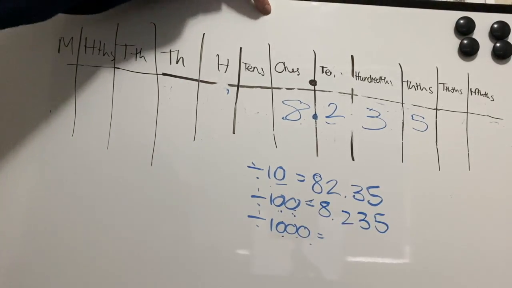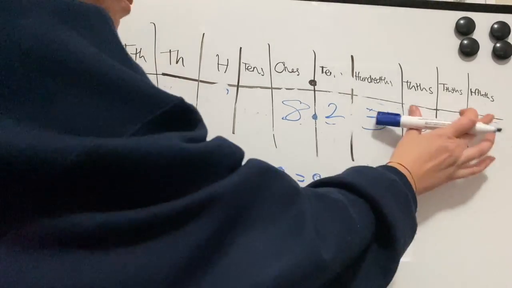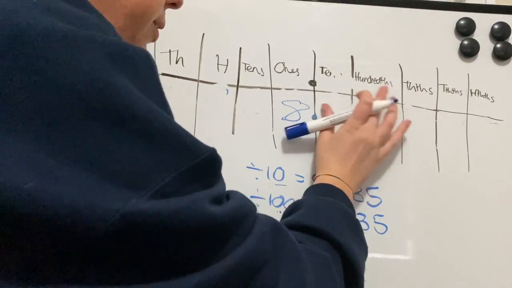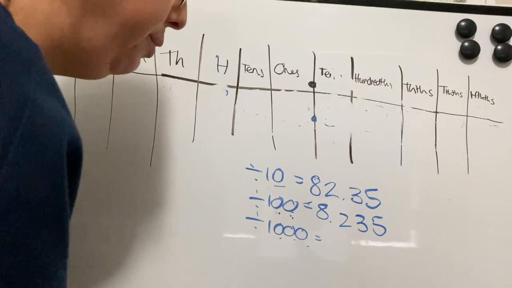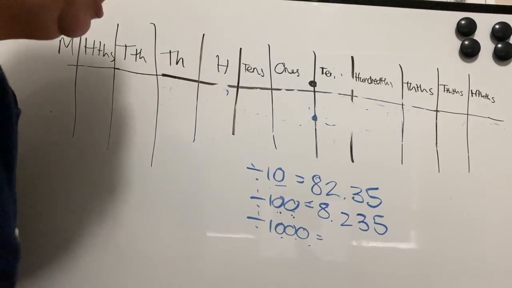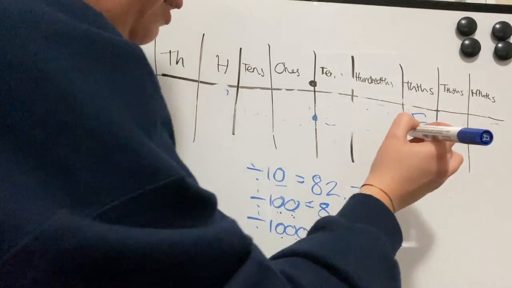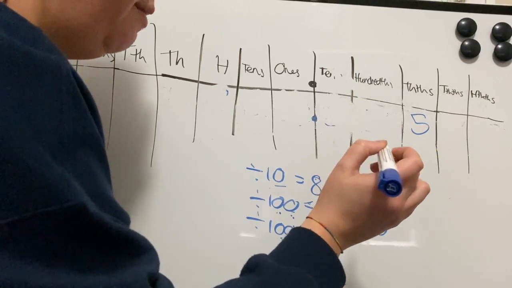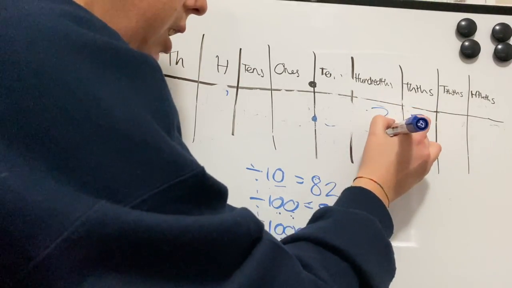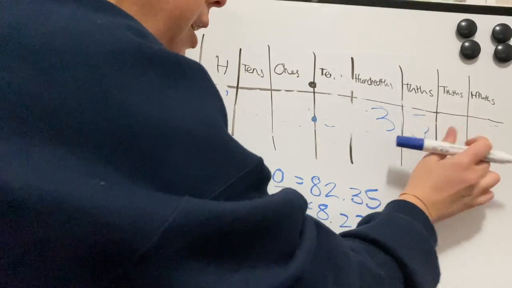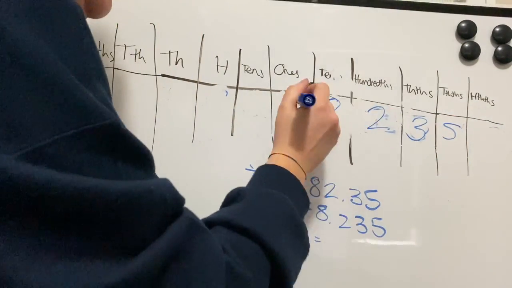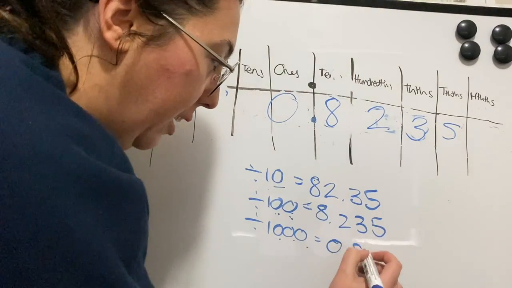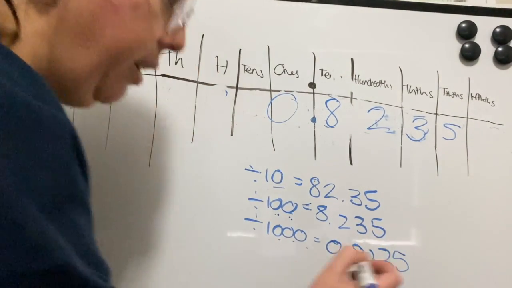And spoiler alert, if I divided it by 1,000, everything's going to move 3 from the original place. So this is becoming 5 ten-thousandths, 3 thousandths, 2 hundredths, 8 tenths, and our number is 0.8235.